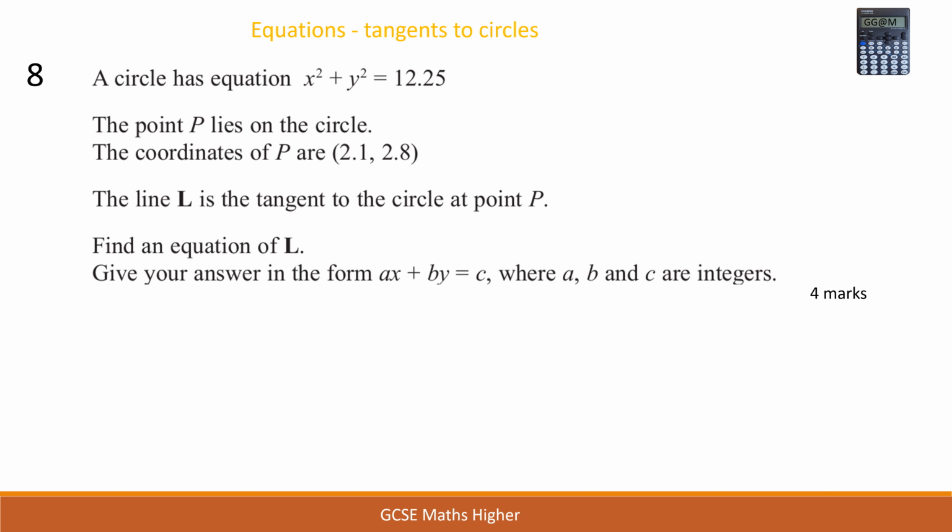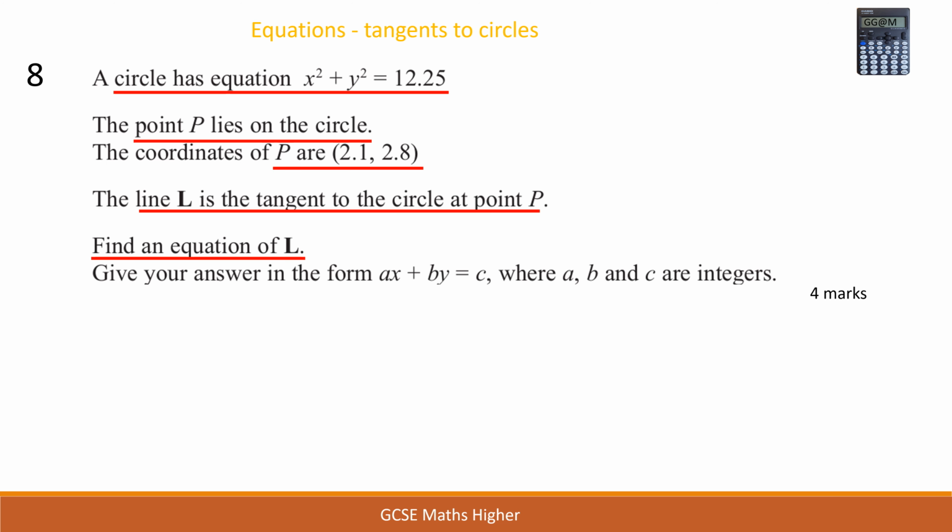It's a question on equations and tangents to circles. Key bits of information in the question: you're told the equation of a circle. Remember, the equation of a circle is x squared plus y squared equals r squared. You're told P lies on the circle and the coordinate of P is 2.1, 2.8. The line L is the tangent to the circle at point P, and you've got to work out the equation of L, giving your answer in the form ax plus by equals c, where a, b and c are integers. That just means whole numbers.